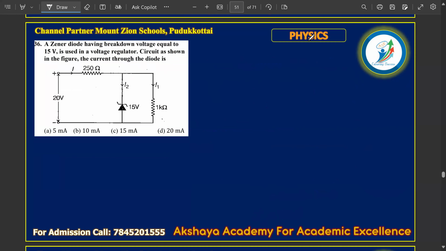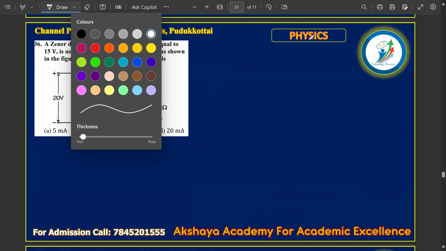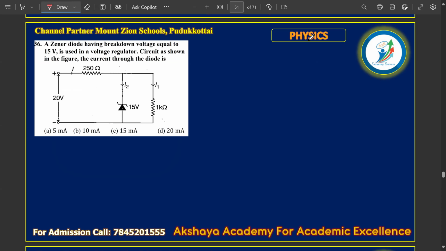A Zener diode having breakdown voltage equal to 15 volt is used in a voltage regulator circuit as shown in the figure. The current through the diode is. Okay. Now, we need to find out what is the current which is flowing through the diode.